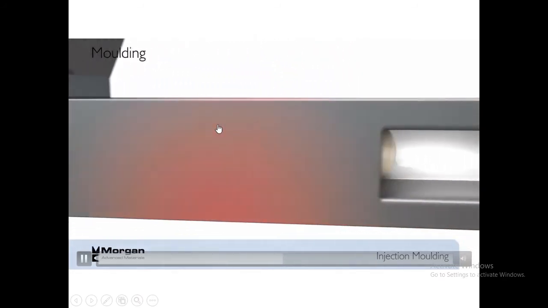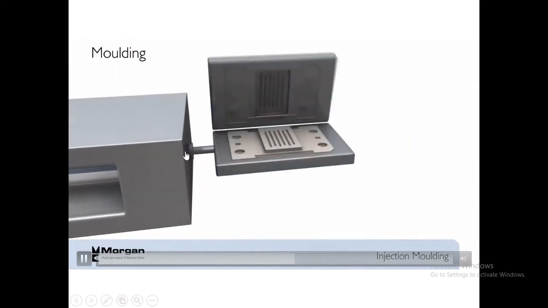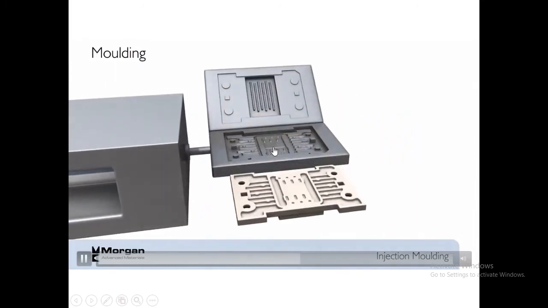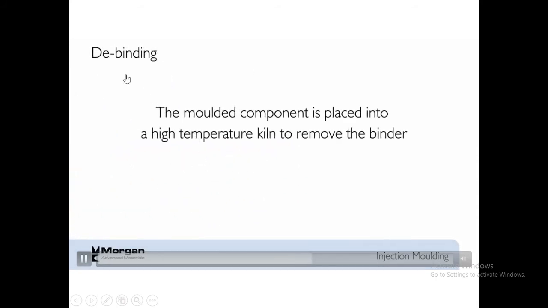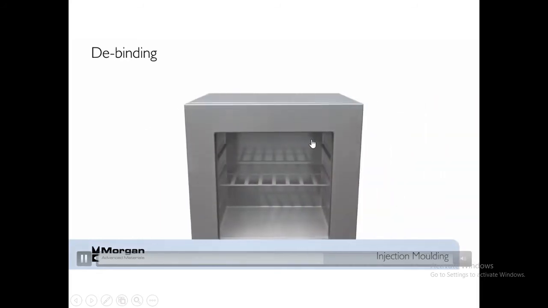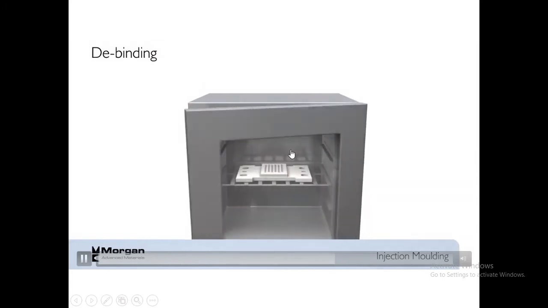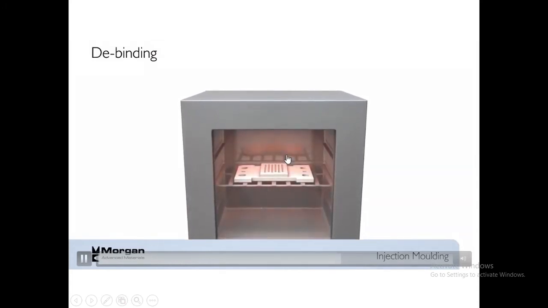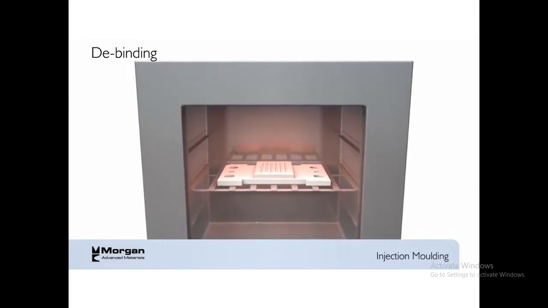So there is a heating chamber here. When it is forced, it gets liquefied and is supplied to a mold chamber or cavity, and thereby the final component is obtained. And the next step is debinding. The part is placed into a high temperature and the binders are removed. So by placing it into a high temperature debinding can take place, or else it can also be done by following the solvent debinding process.